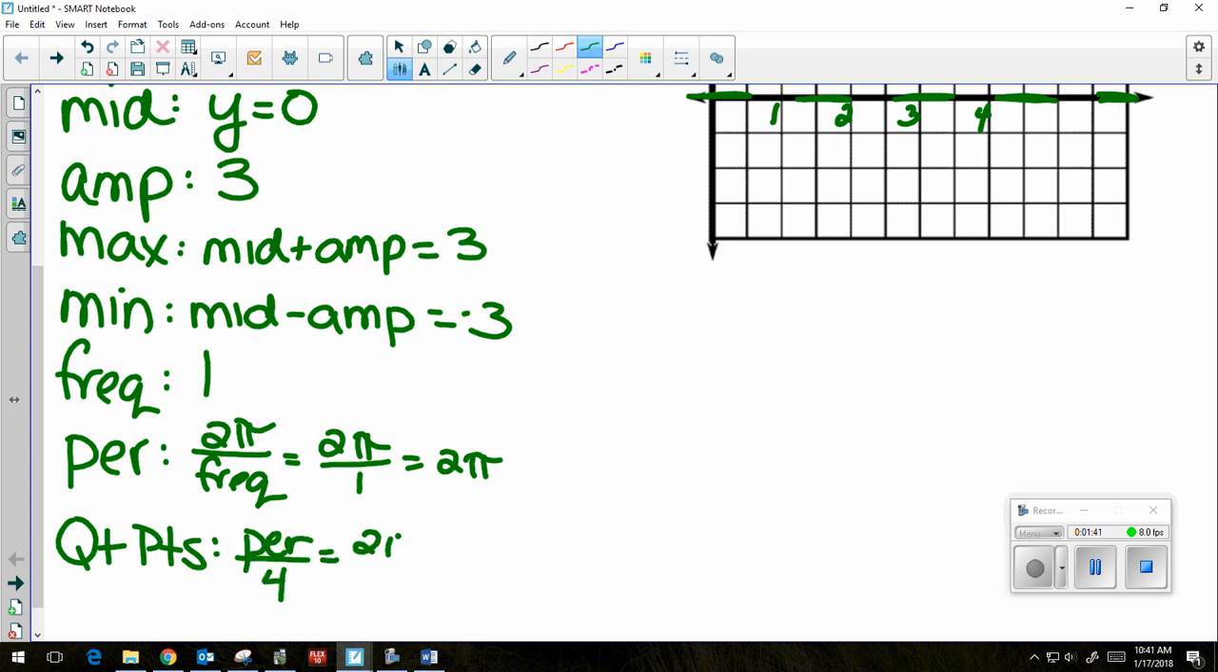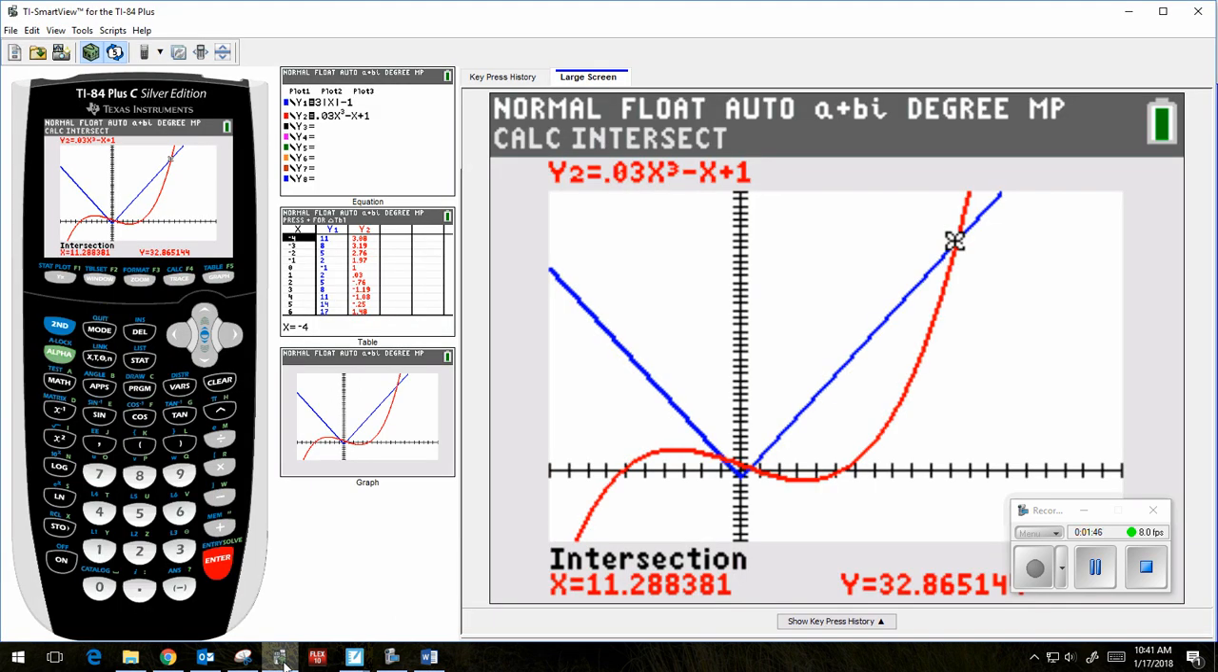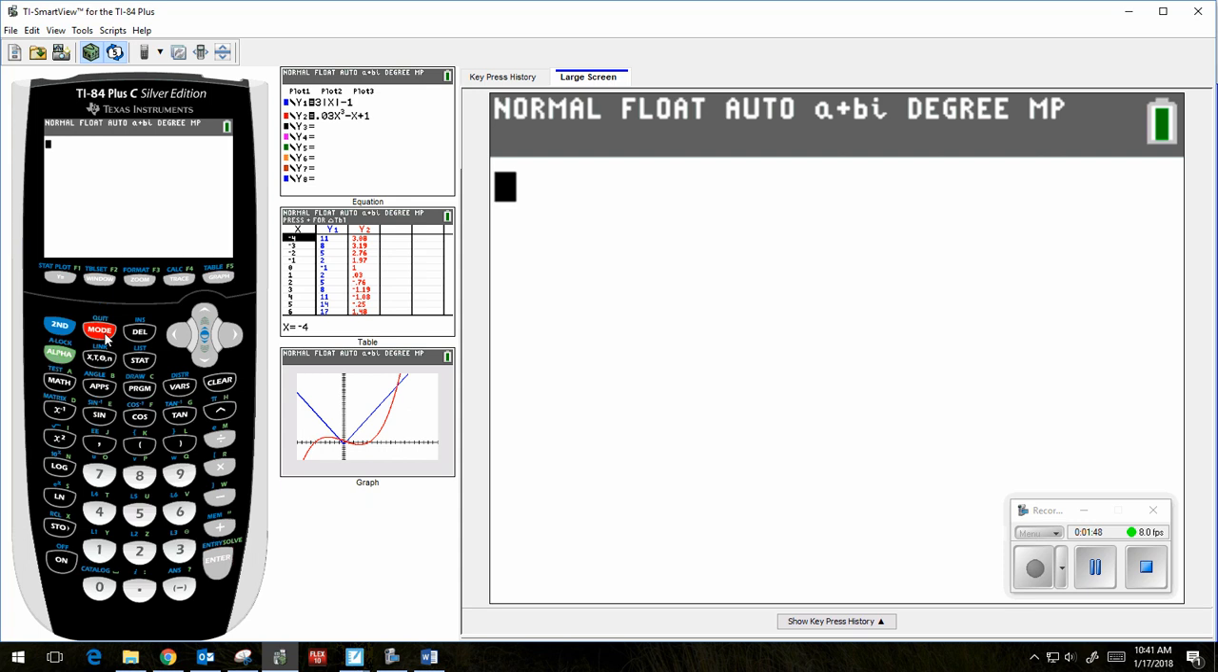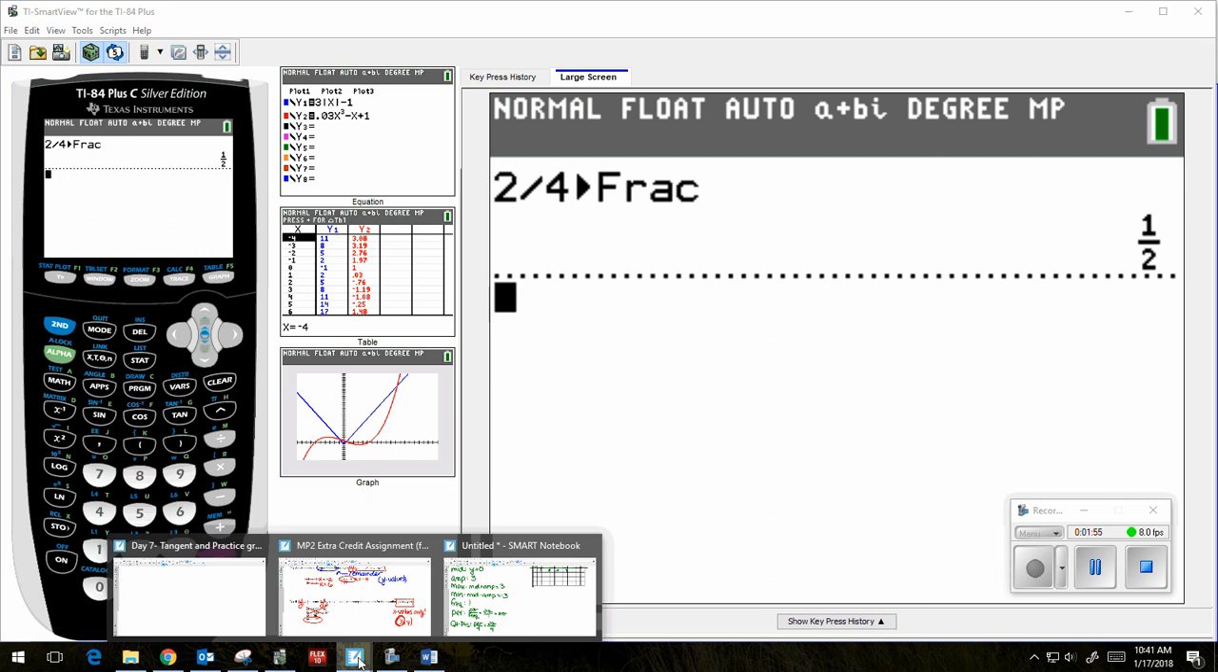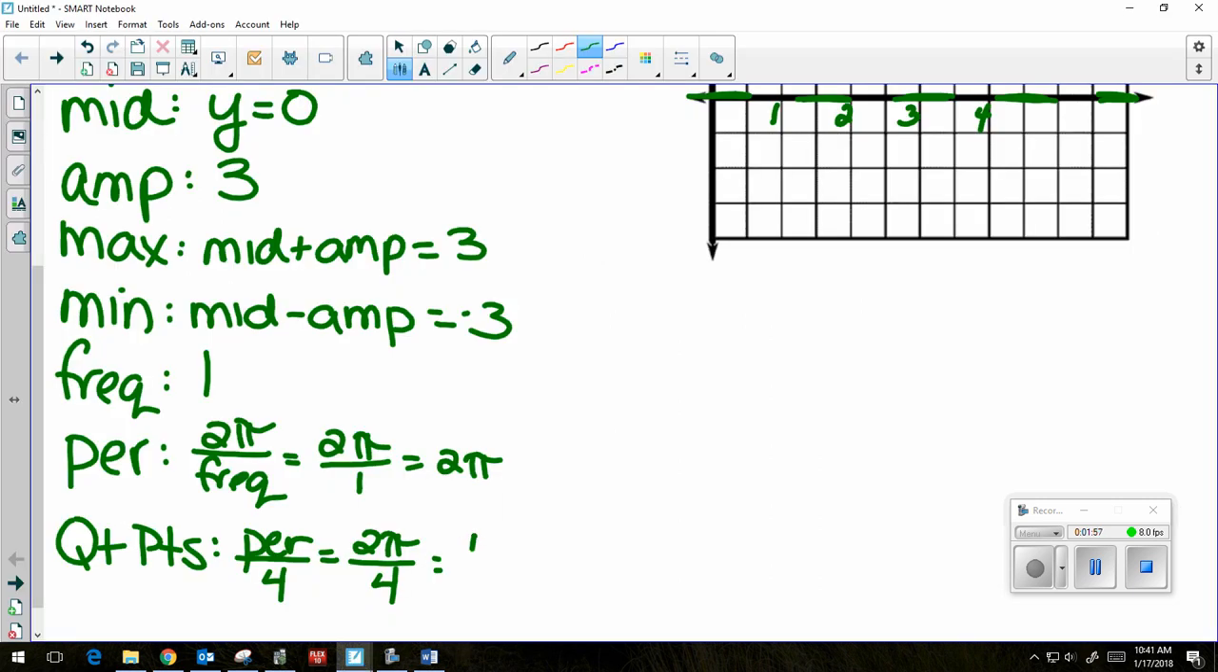So our period is 2 pi over 4. Don't put the pi in your calculator, but if you need to simplify, you can. 2 divided by 4, math, enter, enter. It'll give you 1/2. So for us, it's not 1/2, it's 1 pi over 2, or pi over 2.